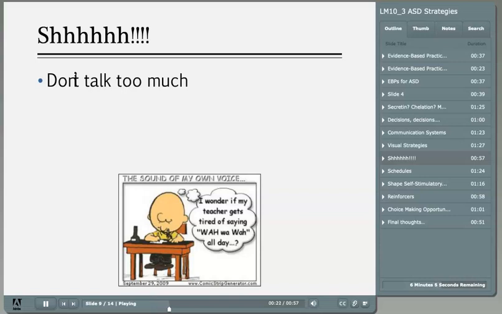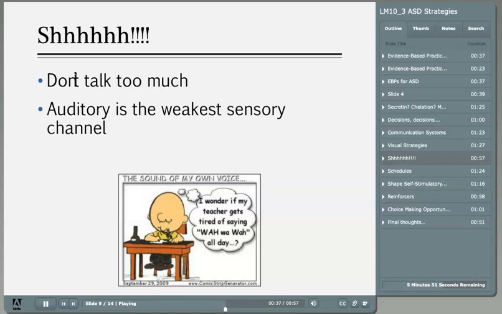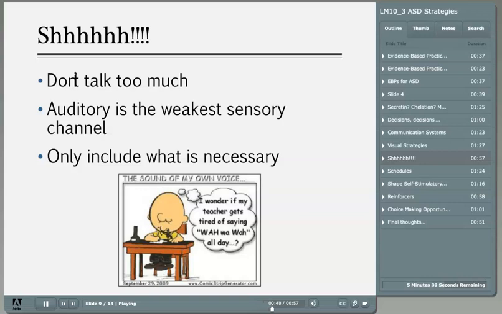Now consider a student with autism. The auditory system is their weakest processing channel. Students with ASD have an extremely difficult time processing auditory input and can often become frustrated or confused when they do not understand what is being expected of them. So, what can you say? Only include what is necessary. The who, the what, when, and where is a good place to start. Use short sentences or one-word directions and pair them with a visual cue.